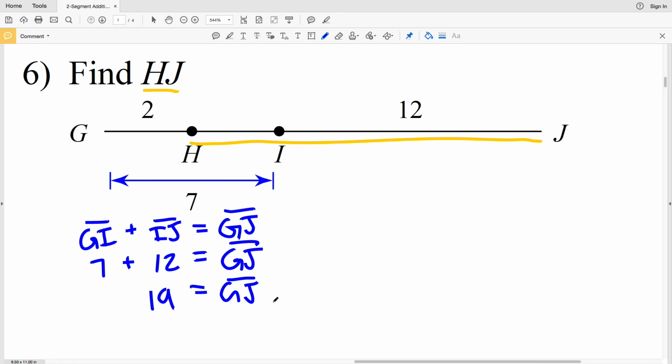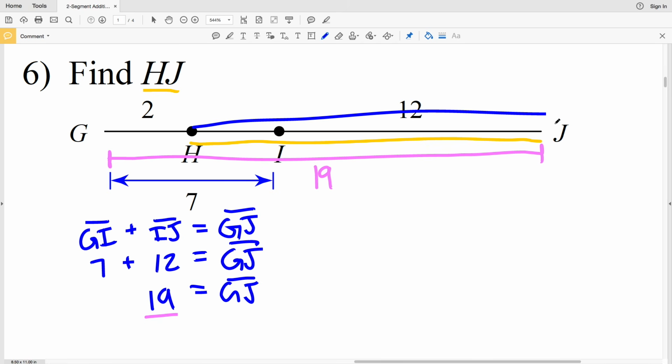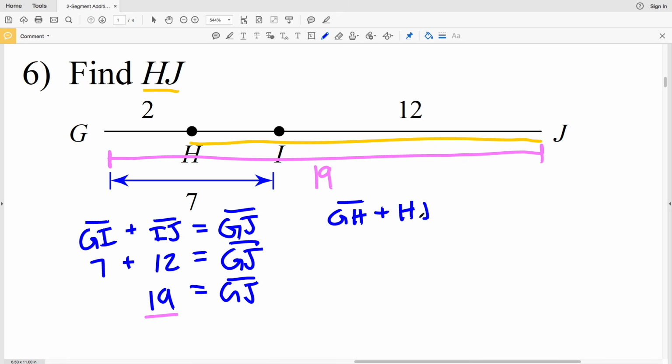So now we have the total length of our segment. So G all the way to J is 19. So now I can make a new equation. I'm trying to find H to J, and I can see that HJ plus GH equals the total segment. So I'll have GH plus HJ, and that's equal to GJ, which we solved for in our previous equation. So I'll plug in GH, which is 2. I'm looking for the segment HJ, and that is equal to GJ, which we got to be 19.